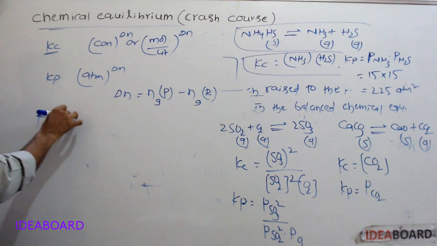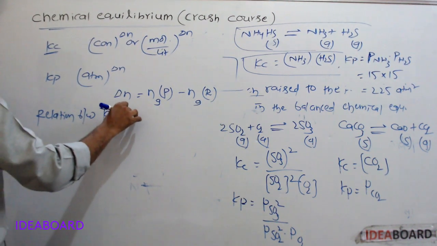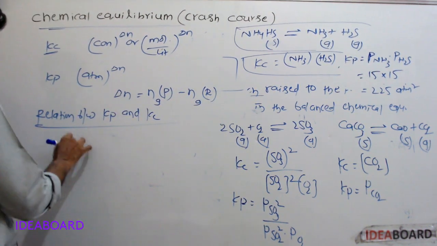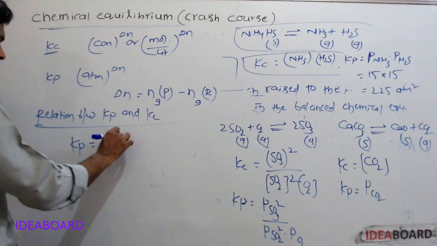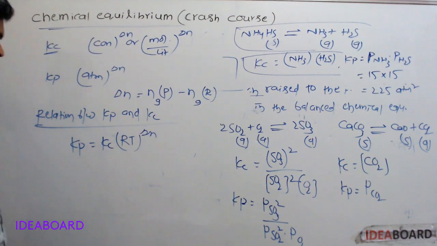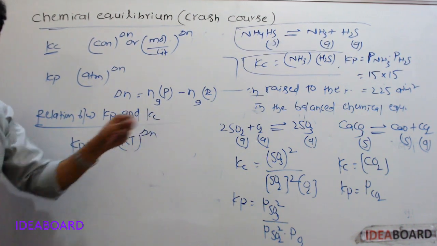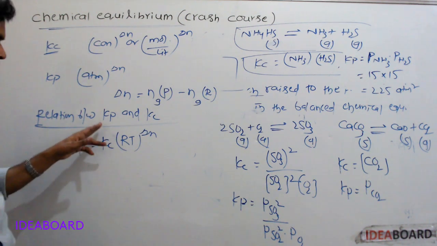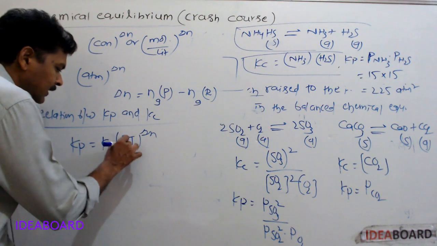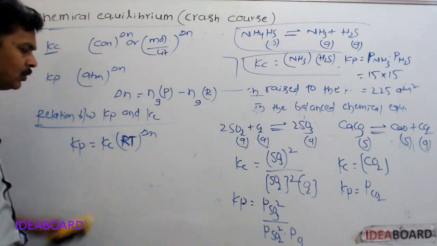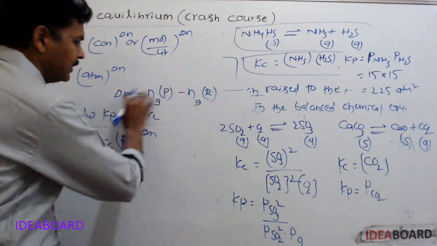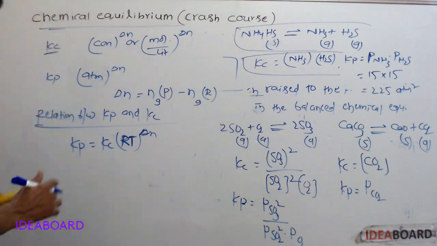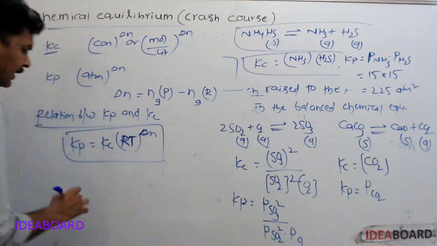Next, the relation between Kp and Kc. Kp is equal to Kc into RT power delta n. Kp is the partial pressure equilibrium constant. Kc is the concentration equilibrium constant. This R is the gas constant. T is the absolute temperature. Delta n is equal to the number of moles of gaseous products minus the number of moles of gaseous reactants. This is the relation between Kp and Kc.